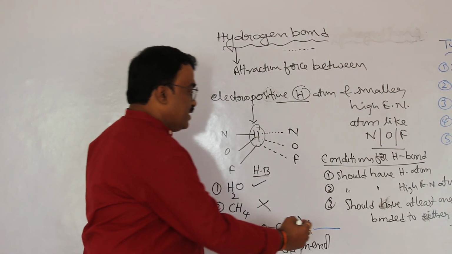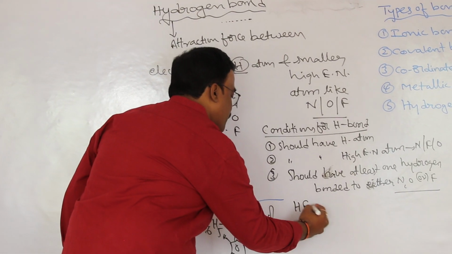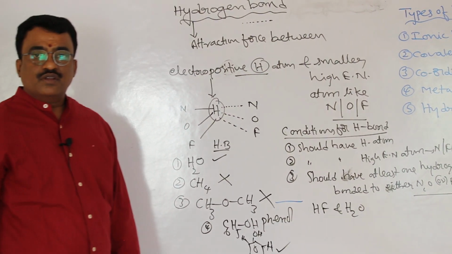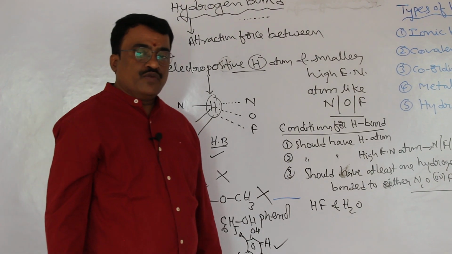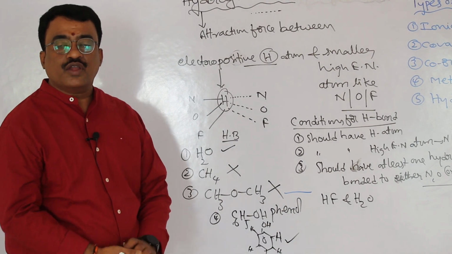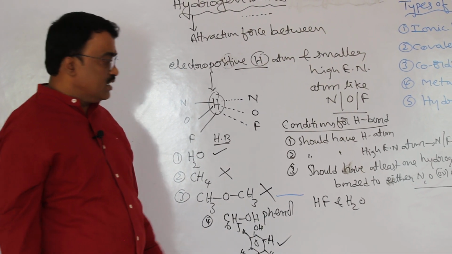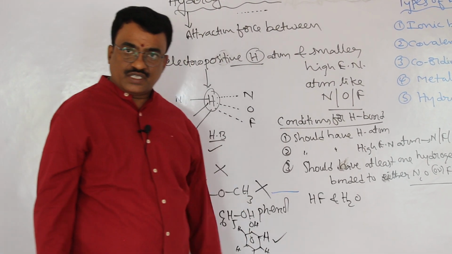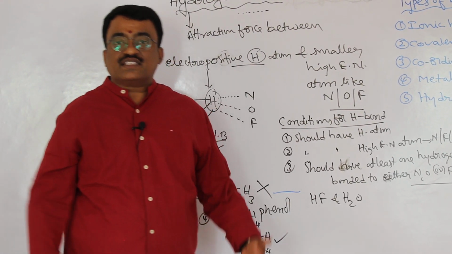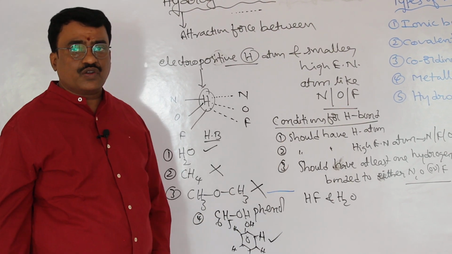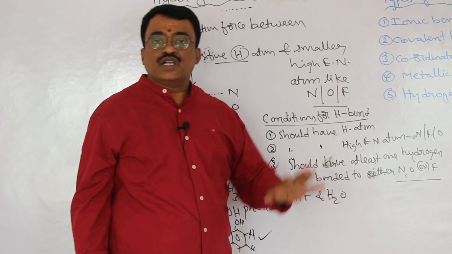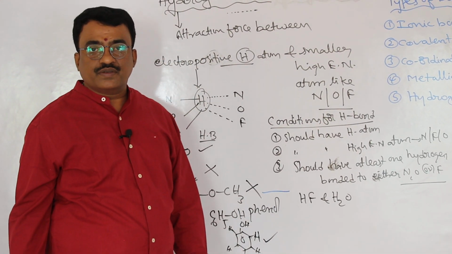Is it clear? So like that we can see between HF and H2O. When HF is taken into water, is there a possibility of hydrogen bond or not? You have to check the conditions there. Does it have hydrogen? Yes. Does it have a highly electronegative element? Yes, on both sides it is there. Does it have hydrogen bonded to any one of these? Yes. So between HF and H2O also, hydrogen bond is possible.